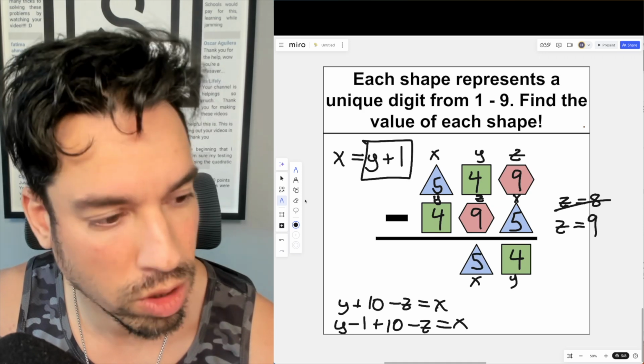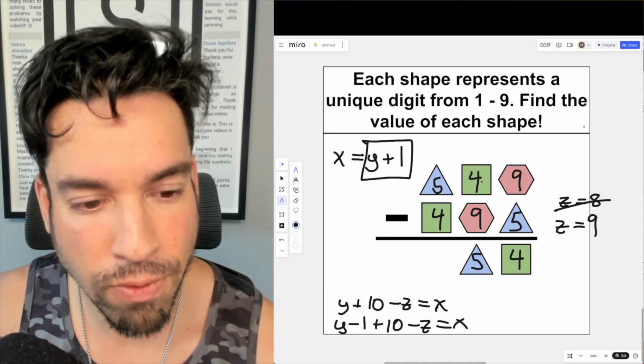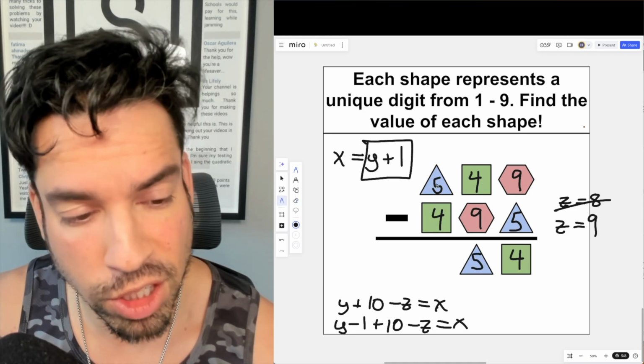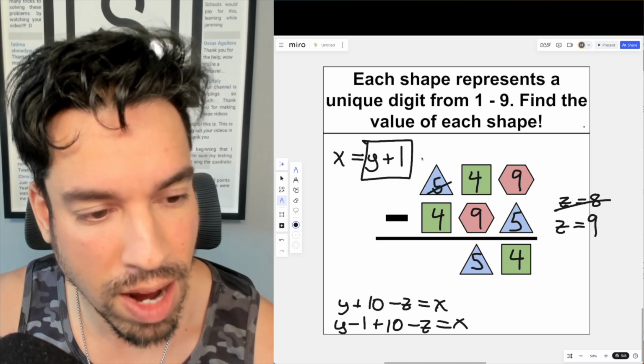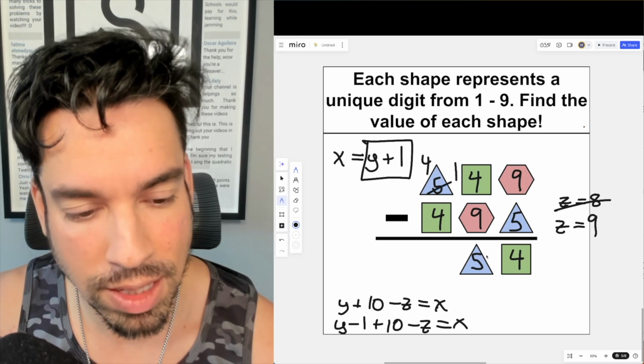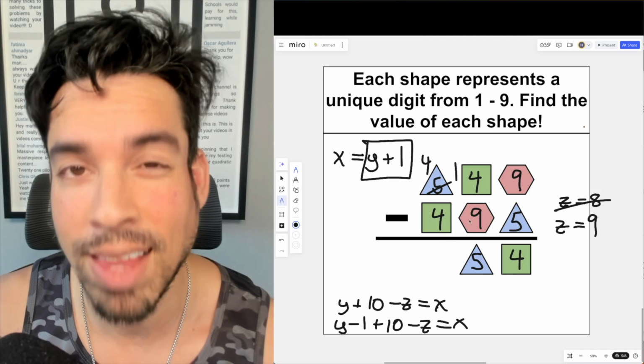Now let's see if this actually works. 9 minus 5 is indeed 4. 4 minus 9 we can't do, so we are going to have to carry just like we predicted, and we're going to take that 5 away, make it a 4, and then 14 minus 9 is 5. 4 minus 4 is 0. That's how you do it.